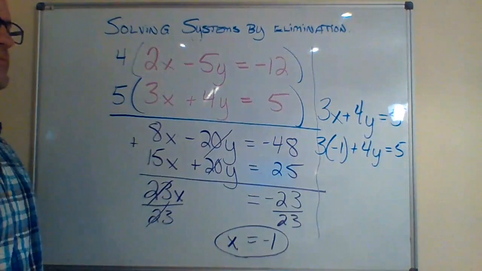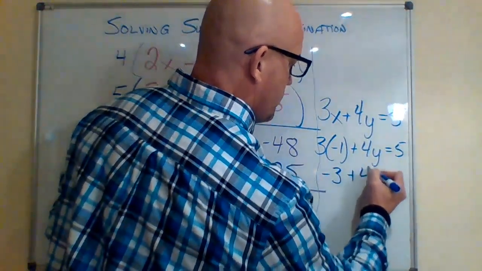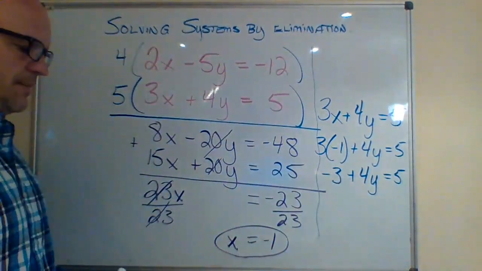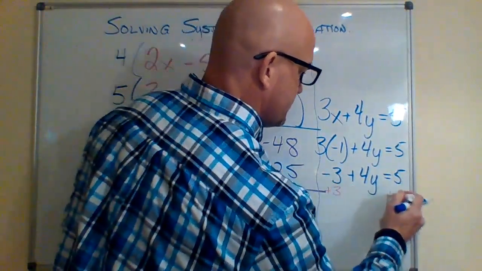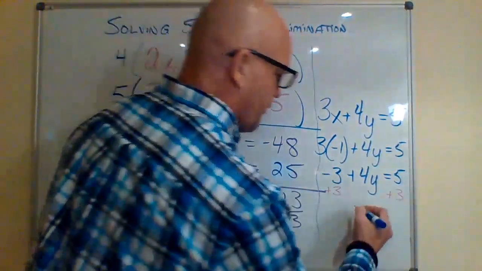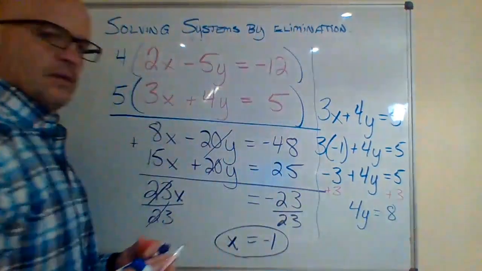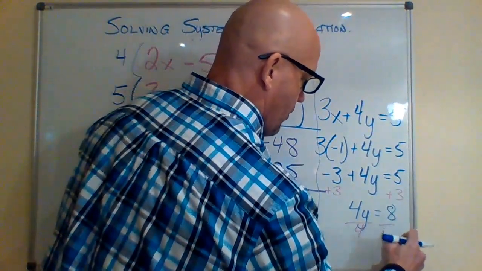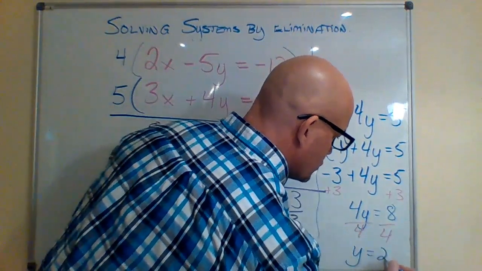And then I'm going to solve 3 times -1, -3, plus 4y equals 5. That's a two-stepper. Let's add 3 to both sides. I'm looking at 4y equals 8. Dividing both sides by 4, y equals 2.